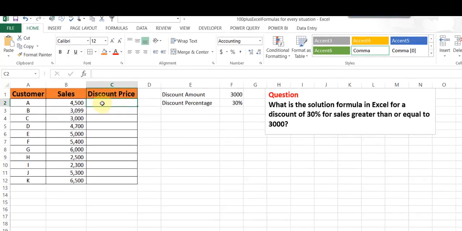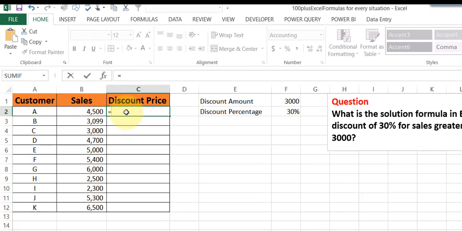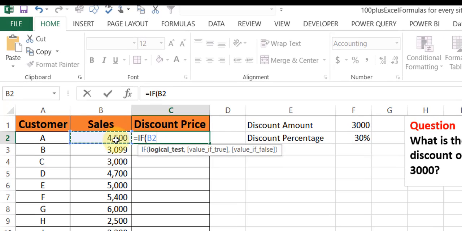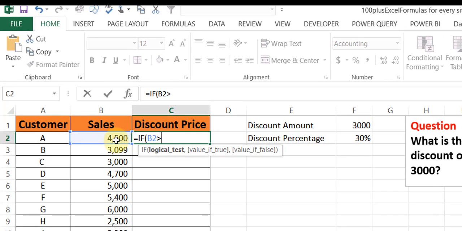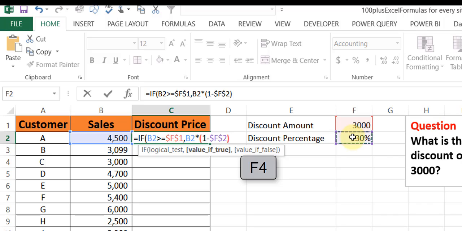So we go to the discount price, we introduce our formula with an equal sign, we have the IF function. So we are saying if sales is greater than or equal to the discount amount, which is 3,000, absolute referencing, then if the logic is true, we should have the sales times 1 minus the discount. The 1 represents the full sales amount minus 30%, which will be absolute referencing. We close our parentheses, comma, and if it's false or not true, then it should return the sales value.